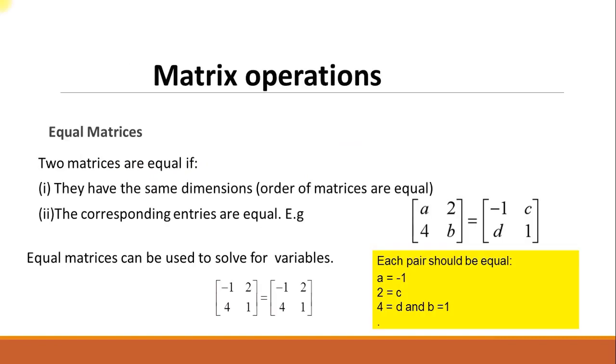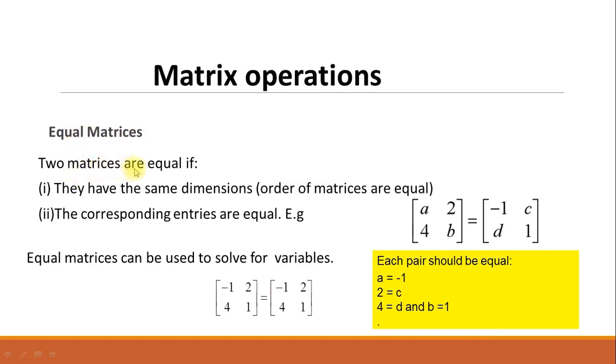Now, what are the matrix operations? Matrix operations mean what are equal matrices, how and when we can add two matrices, how to subtract two matrices, how to multiply two matrices, and how to multiply a scalar with a matrix. These are the matrix operations. So the first definition is about equal matrices.